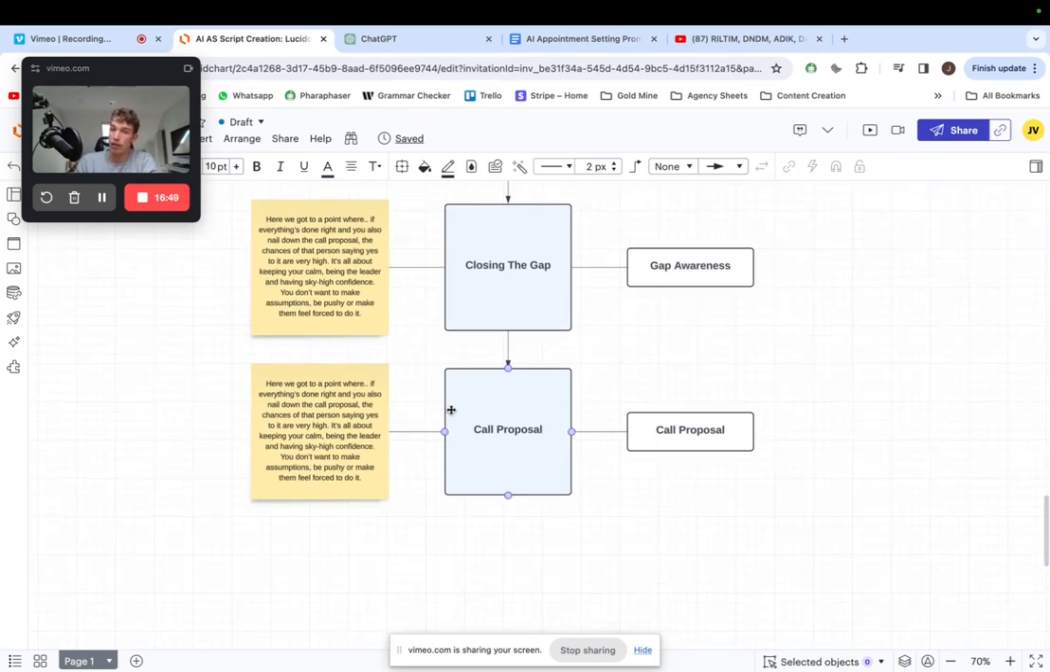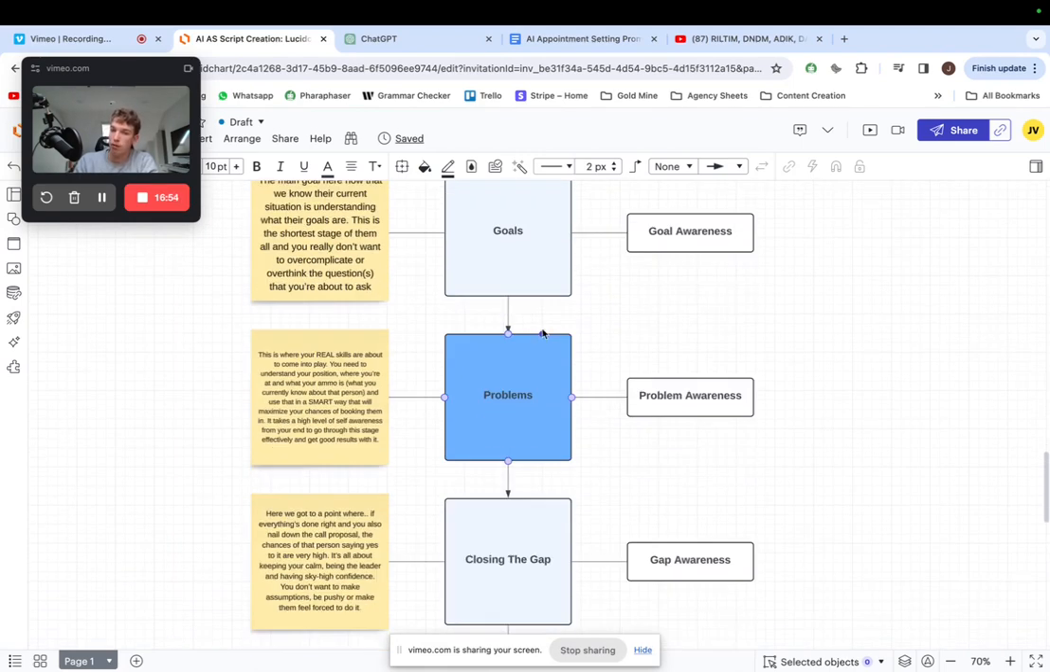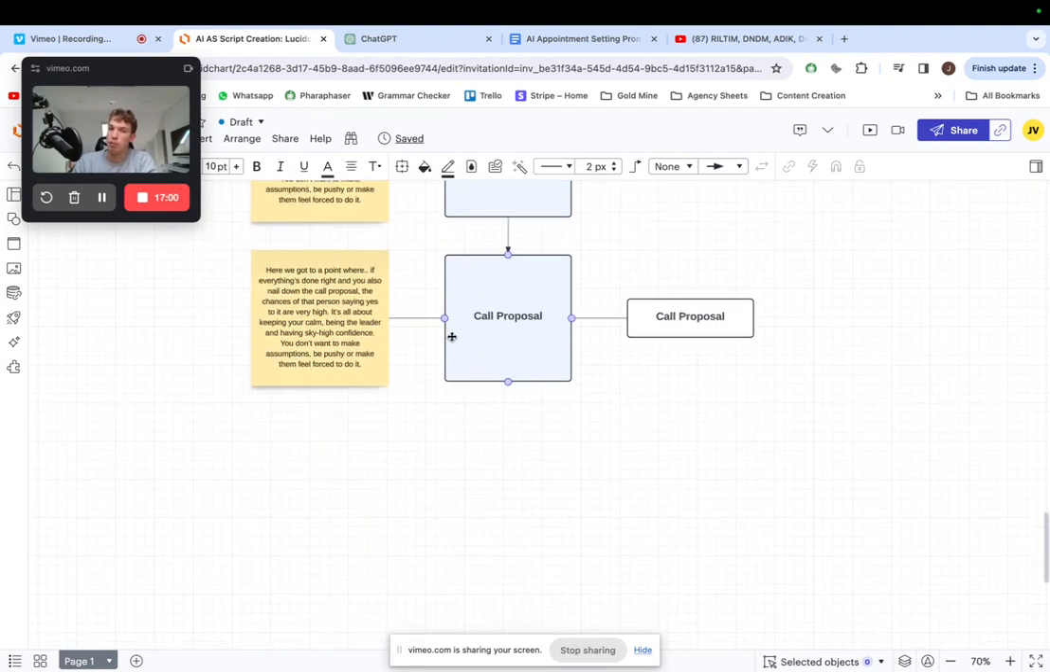If up until this point we had a conversation, they told me about their goals, current situation, problems, everything, and they're still not willing to book a call, it's unreasonable. It can't happen. That's how you book, by the way, 10 calls a day: when you put a prospect in a place where they don't have another choice but to book a call.